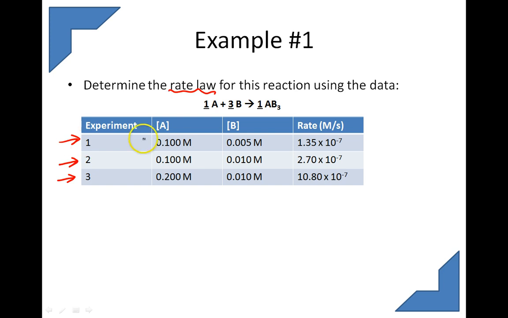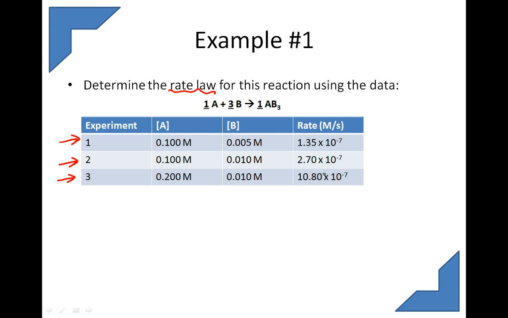So what we see is that in experiment 1 we used 0.1 molar of A and 0.05 molar of B, and the rate was this number. It's a pretty small number, so it's a small change in concentration over time. Then we kept A the same in experiment 2, but changed B and saw that the rate was a little bit faster. And then in experiment 3 we used a lot more A and the same amount of B, and the rate increased a lot.